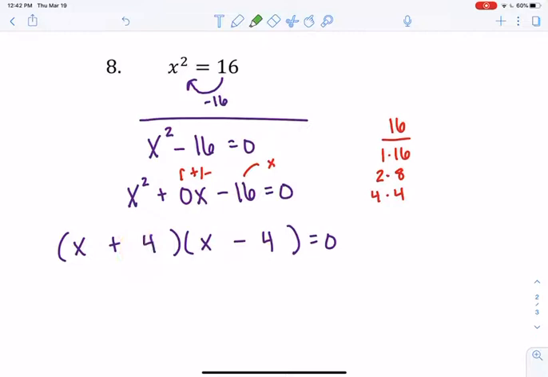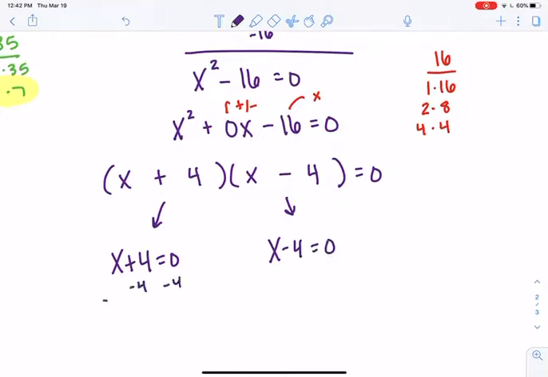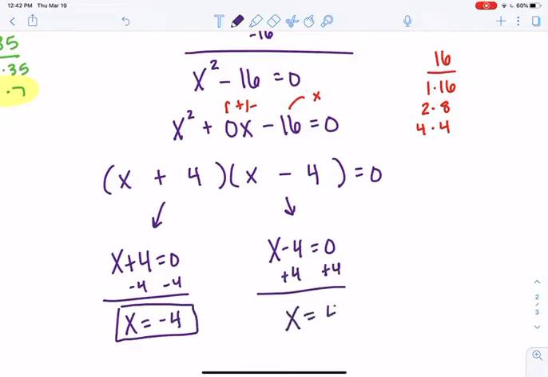So now I'm ready to split both sides up. And x plus 4 is equal to 0, and x minus 4 is equal to 0. I'll subtract 4 on each side on this side to get x by itself, and then add 4 here. And I have completed this page and problem.